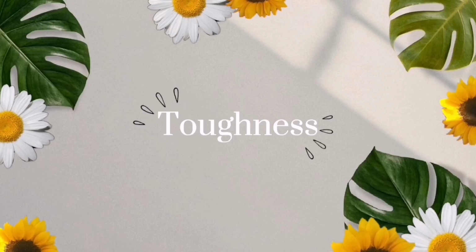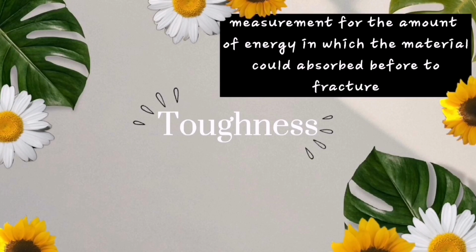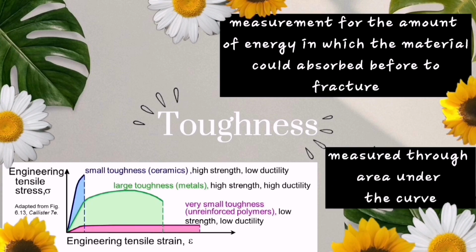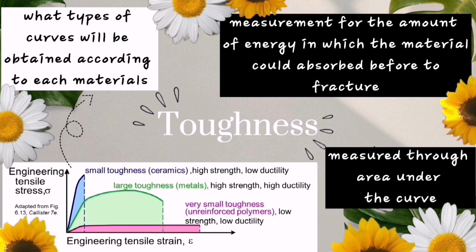Next, toughness is the measurement of the amount of energy the material can absorb before fracture. From the stress-strain graph, this fundamental property can be measured through the area under the curve. This method is also known as the work of fracture. The graph above displays what types of curves will be obtained for each material, and the least tough are unreinforced polymers, whereas the toughest are metals.